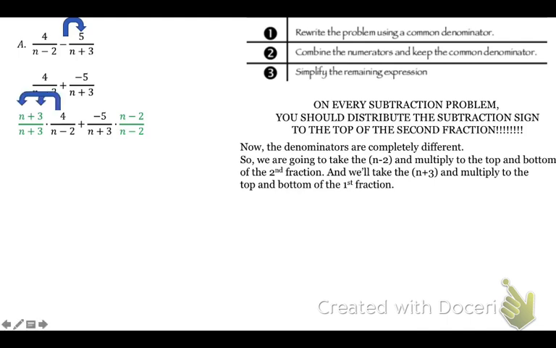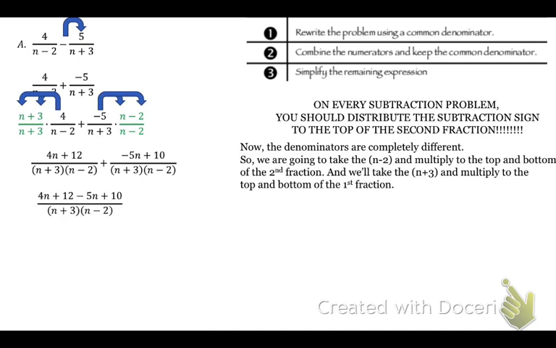Now I'm going to distribute that 4 and distribute that negative 5. So I'm going to get 4n plus 12 over (n plus 3)(n minus 2), and negative 5n plus 10 over (n plus 3)(n minus 2). We have a common denominator, so I'm just going to write it all as one fraction, and you get negative n plus 22 over (n plus 3)(n minus 2).